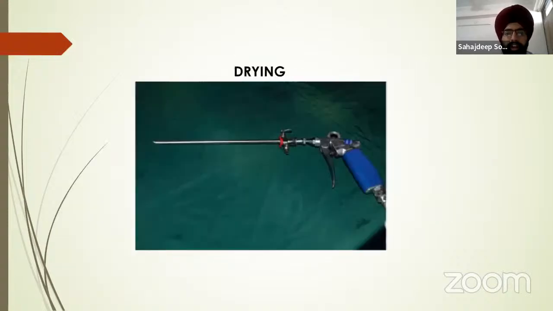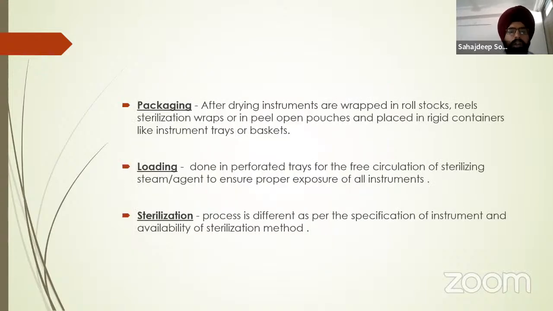This is an air dryer being attached to the cystoscopic sheath after the cleaning process to dry all the water residues inside the sheath. Then, after drying comes the packaging. Instruments are wrapped in roll stocks or peel open pouches, and then they are placed in a rigid container like instrument trays or baskets.